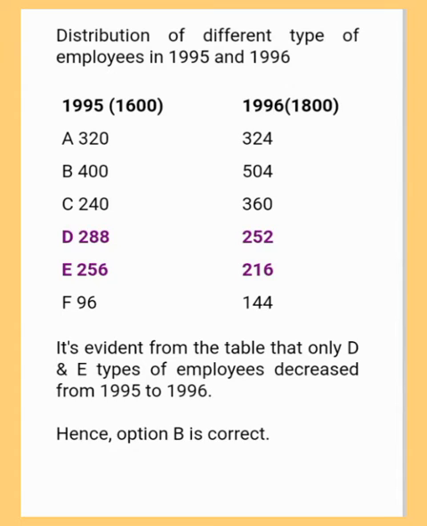This is the explanation of the first question. The distribution of different types of employees in 1995 and 1996. In 1995 there were 1600 and in 1996 1800. Now I have to convert the percentage into numbers. After converting you'll get A, B, C, D, E, F here, and you can see the numbers after converting. It's evident from the table that only D and E types of employees decreased from 1995 to 1996. Hence option B is the correct answer. Moving to the next explanation.